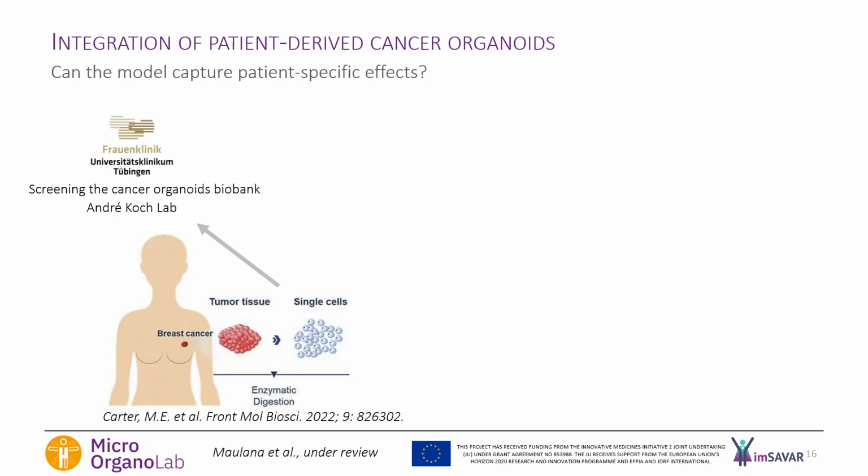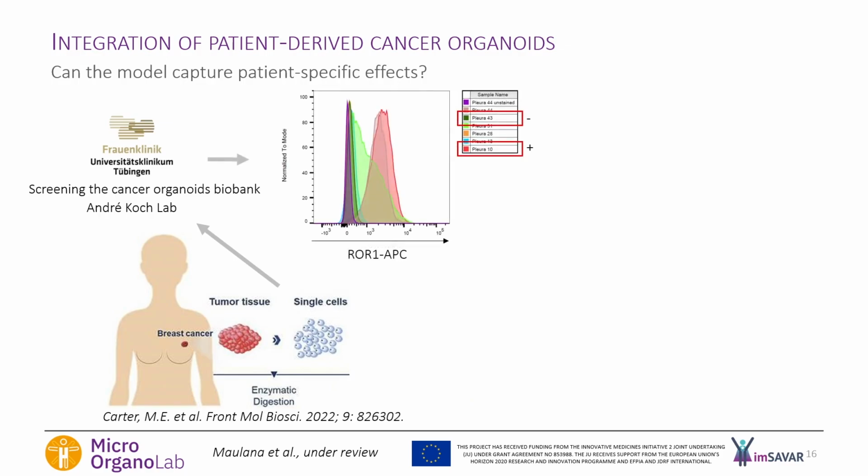Here we collaborate with Andre Koch's lab, and identified several lines that overexpress ROR1 and several lines that do not express ROR1. Then we picked two lines: line 10, which overexpresses ROR1 and comes from a triple negative breast cancer specimen, and the ROR1 negative line, which comes from a hormone receptor positive specimen.